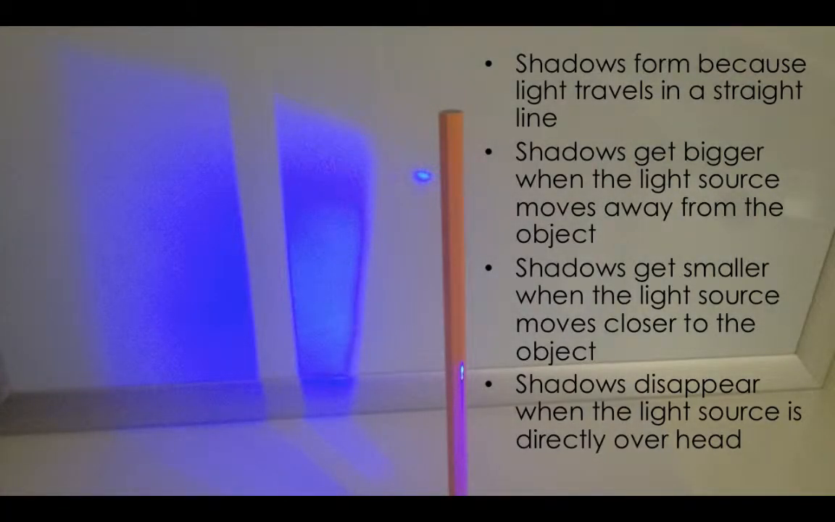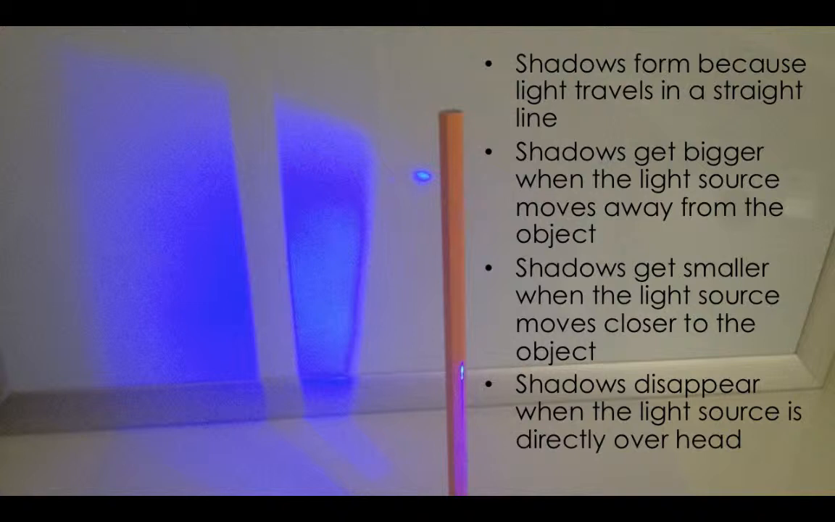A couple of other details about shadows. Shadows form because light travels in a straight line. So we're building on that understanding that light travels in a straight line. Now it turns out light actually does bend around things, but it only bends around very, very small things, very, very small amounts. So it doesn't bend enough to get rid of the effect of being blocked when something is in its path.